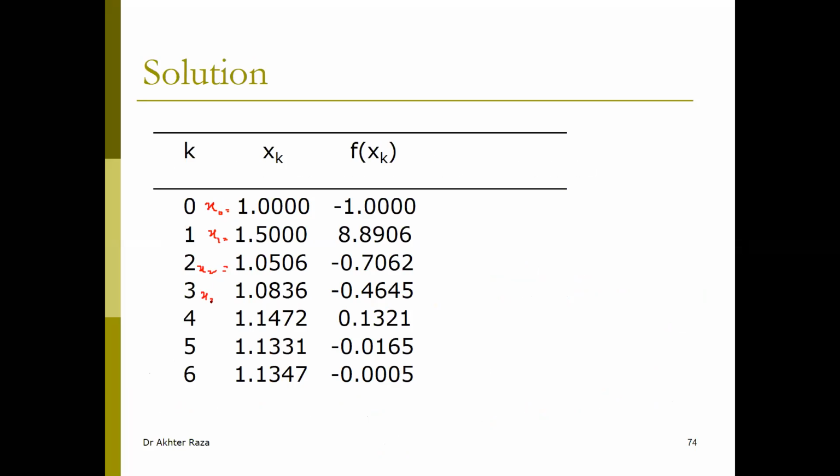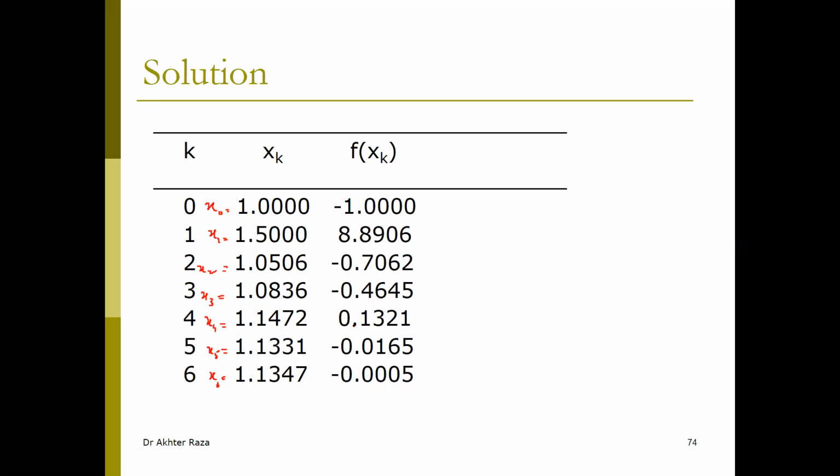Then this is x3, this is x4, and so on. This is x5, and this is x6. So these are the 6 iterations by the secant method. Every time we get 1.5, 1.05, 1.14, 1.3, 1.34. So we are getting to the new iteration in the same way.